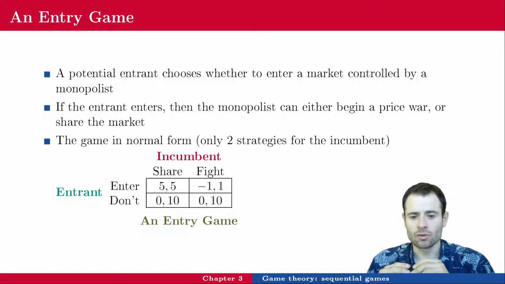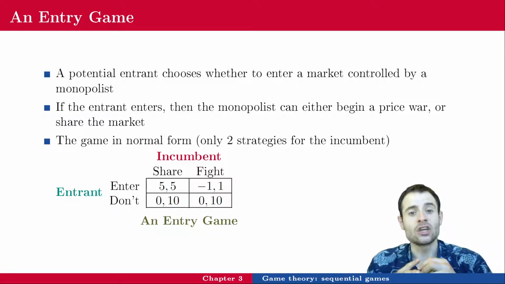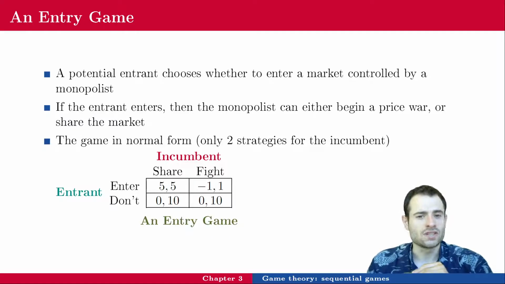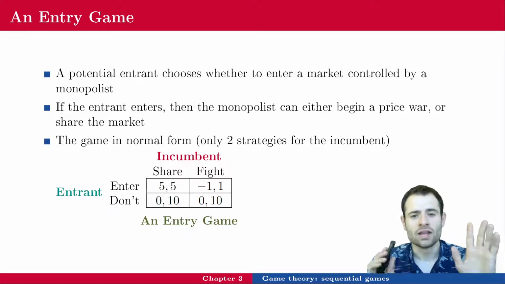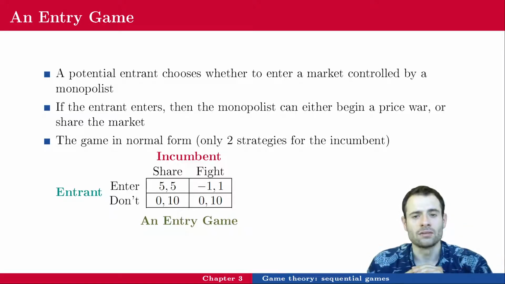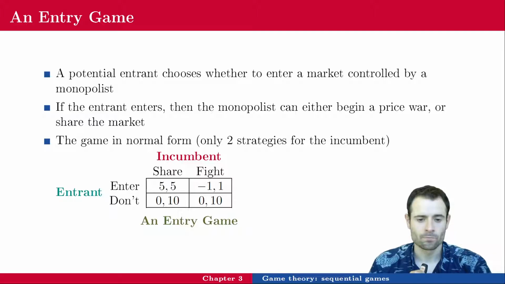So the game in normal form here involves only two strategies for the incumbent. The incumbent is the monopolist. Why only two strategies? Because if the entrant does not enter, then the incumbent doesn't have to change his decision. He's just cruising, stays a monopolist.